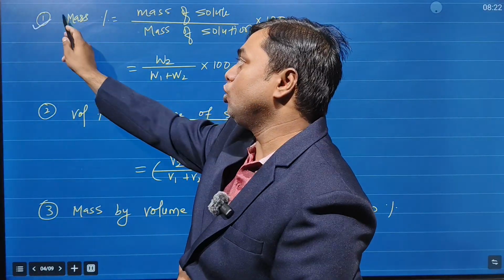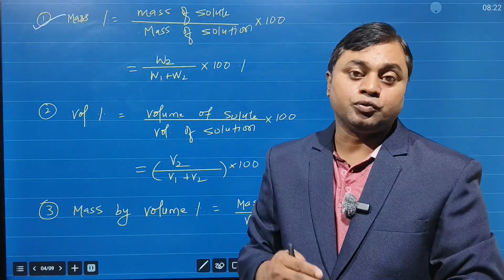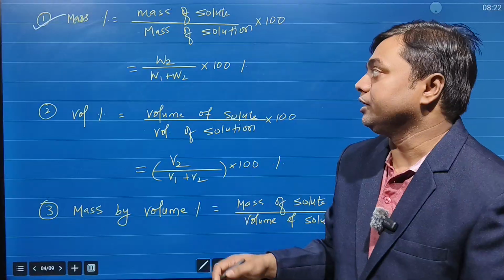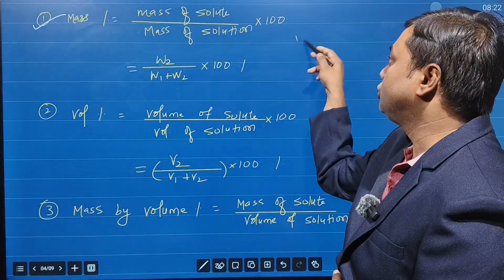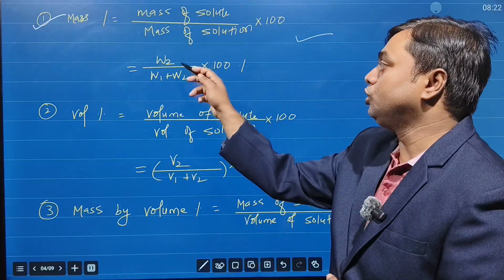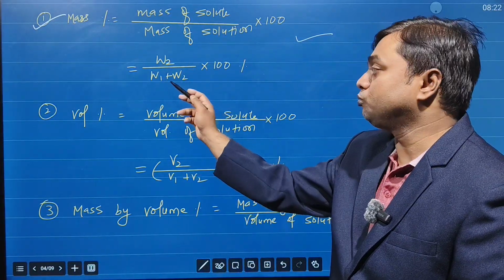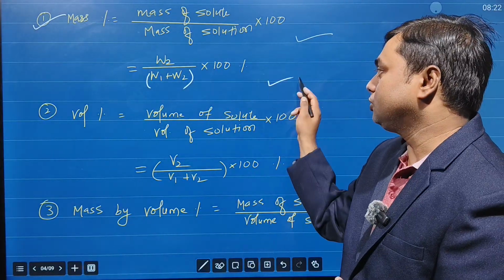Okay, mass percentage, how do we find the mass percentage? It is nothing but mass of one component by mass of all the components into 100. Percentage, how do we find? By multiplying by 100. Suppose I want the mass percentage of solute, so mass of solute by mass of solution into 100. So mass of solute is W2, mass of solution is what? Mass of solvent plus mass of solute. So W1 plus W2 into 100, yes or no?